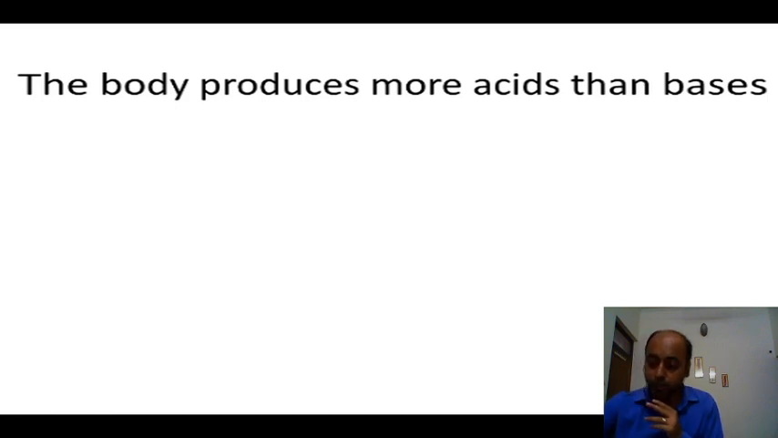Now the problem is the body produces more acid. The body produces more acid than the bases. So this is a big problem. What are the common sources from where we are getting the more acids?